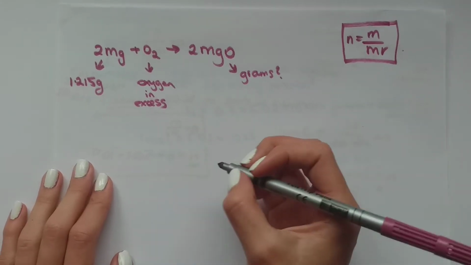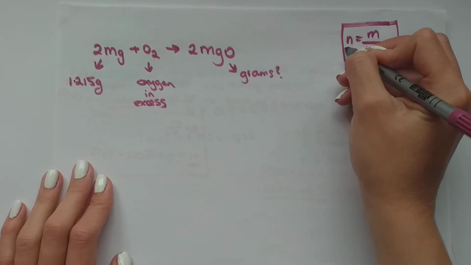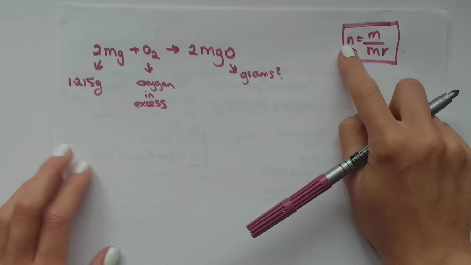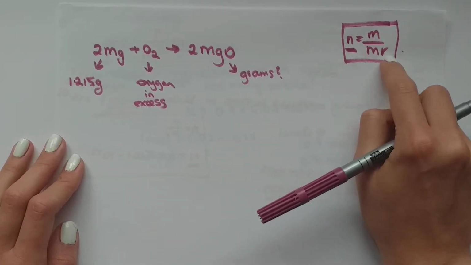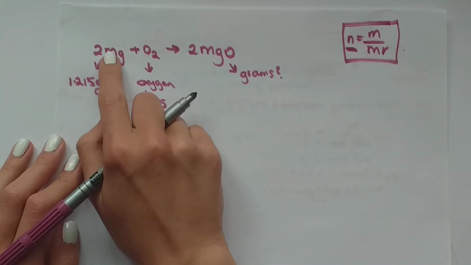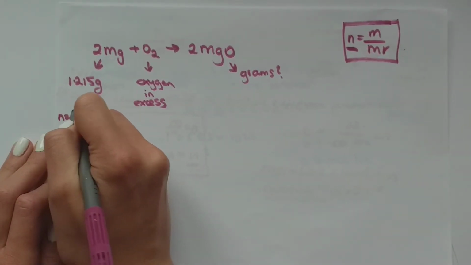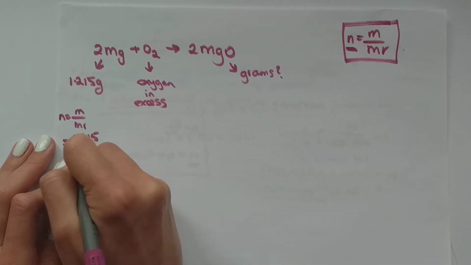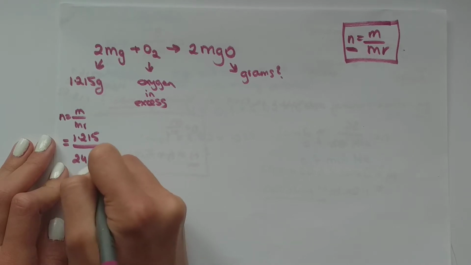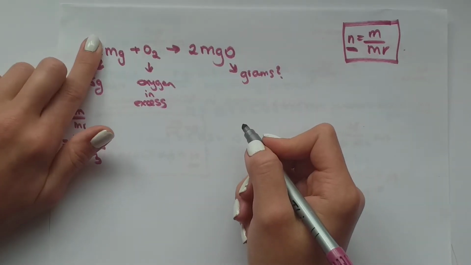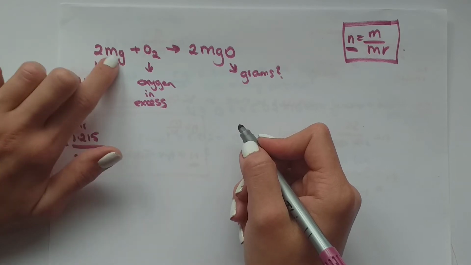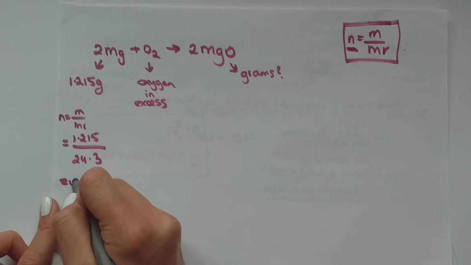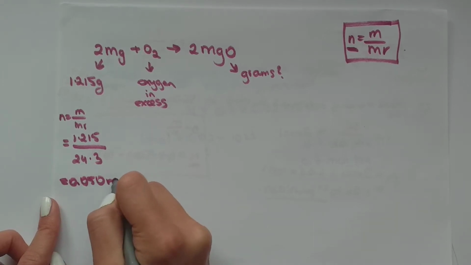So our ratio is going to be that little n. I'll show you how. So our little n, mass over mR. We know the mass, we can work out the mR. So n equals mass over mR, which is equal to 1.215 divided by 24.3. Don't worry about that big 2. We're just looking at the mR of magnesium, which is its atomic mass. What you get is 0.050 mole.